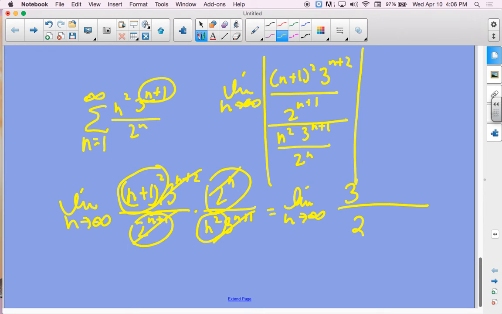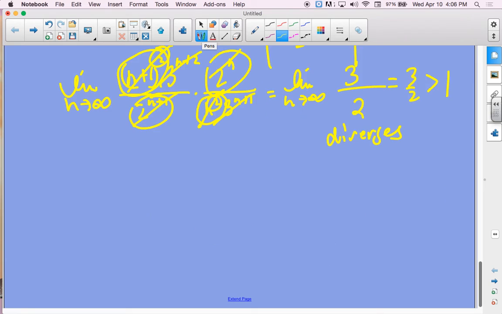And you can't cancel these like you could with factorial. Those are two different things, but you can see my highest powers are going to end up being n squared. So those are just going to go to 1. And so the limit is 3/2, which is greater than 1, and so this series diverges by the ratio test. You might want to try example 3 on your own. That ends up going off to infinity, which is definitely greater than 1, and so example 3 diverges.